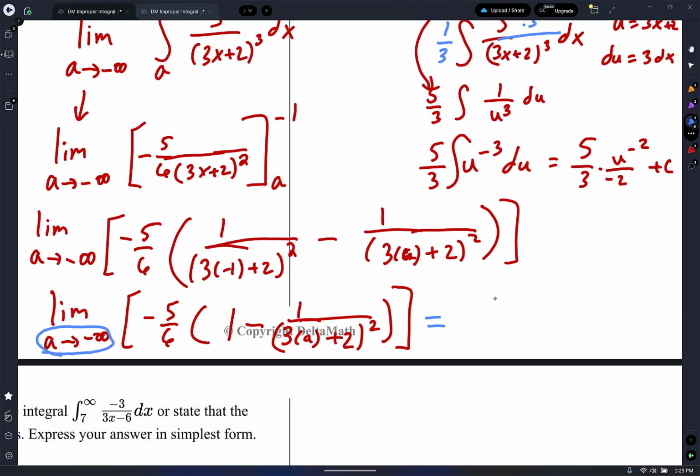Okay. So, 1 plus... so think about it. 1 over... So 1 times negative 5/6. The denominator is growing unbounded. So 1 divided by a huge number is 0, and 1 minus 0 is 1, and 1 times negative 5/6. So this converges to negative 5/6.